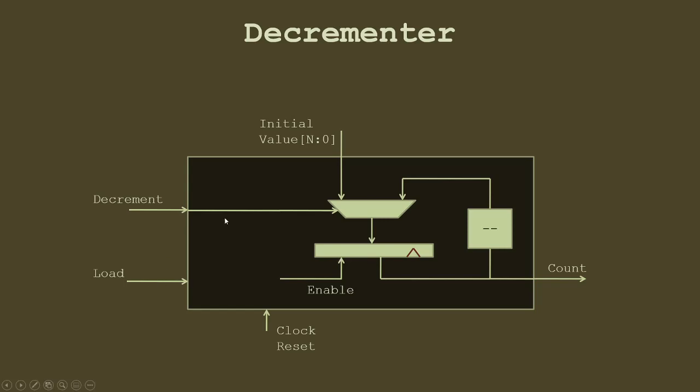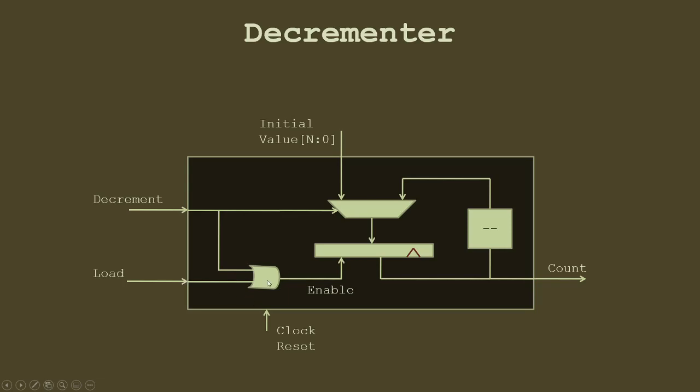As I am saying, we only want to enable it if there is a decrement signal or there is a load signal. That "or" in the statement also gives you a hint that we can use an OR gate. So if we do that, then if there is a load signal or a decrement signal, this enable will be asserted.